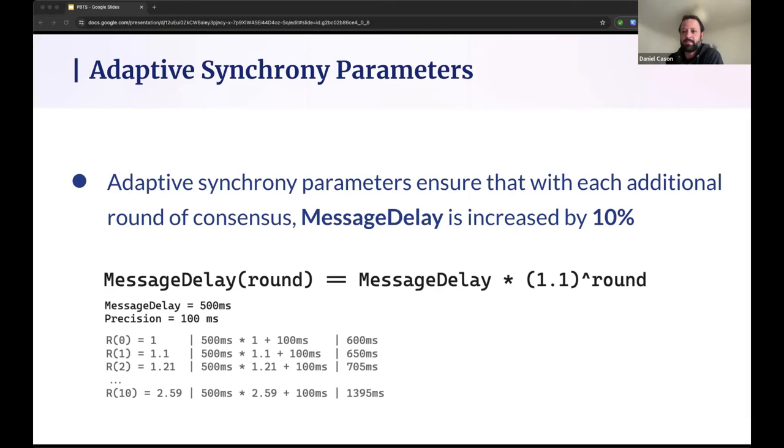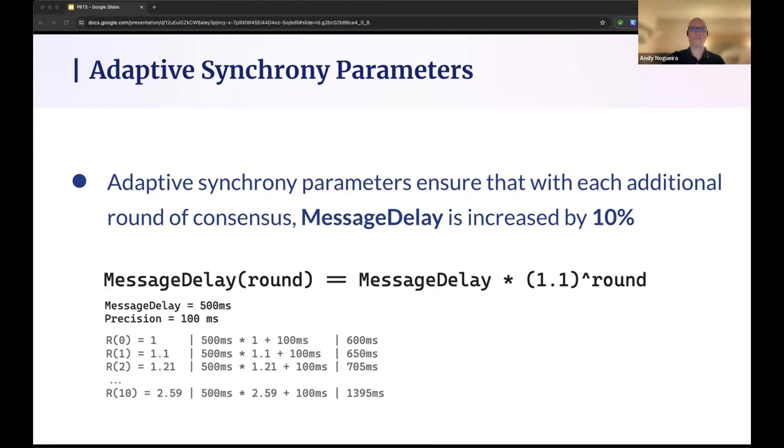This is like the timeouts in Comet. The timeouts you set for round zero, and each time you move to a new round, we increase the timeouts by a little, by a delta. When you start a new height, you go back to round zero, to the original value. So this happens every height.